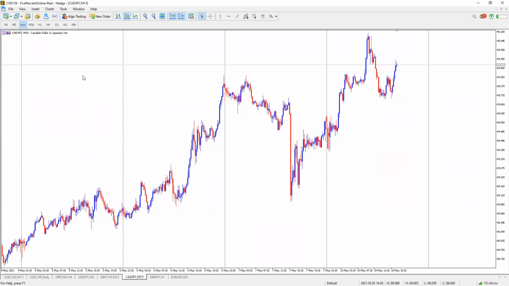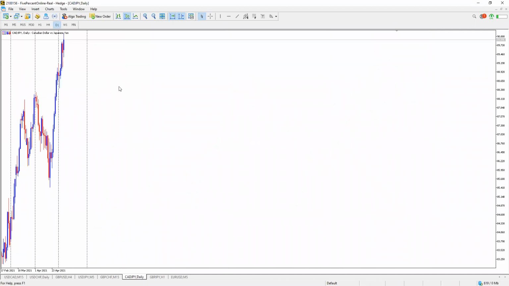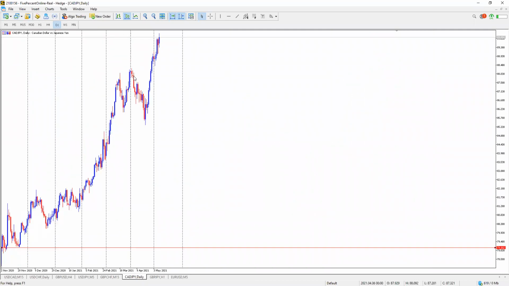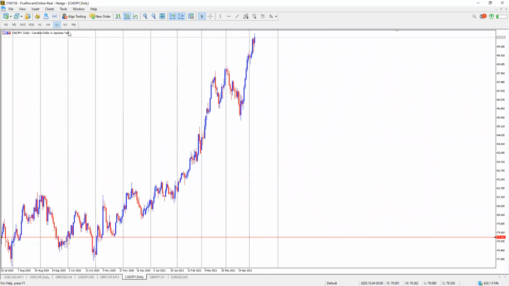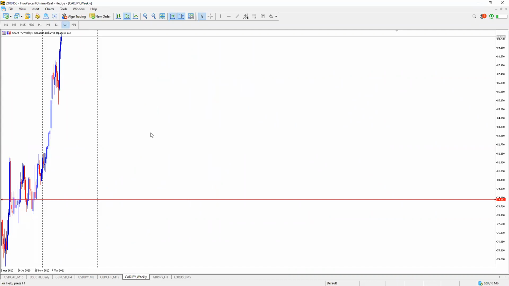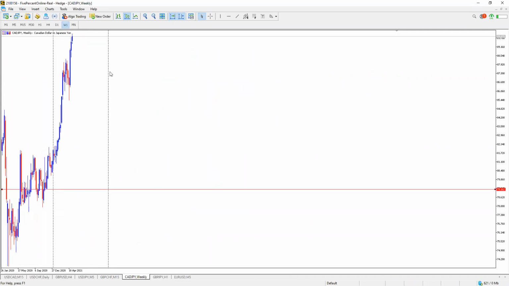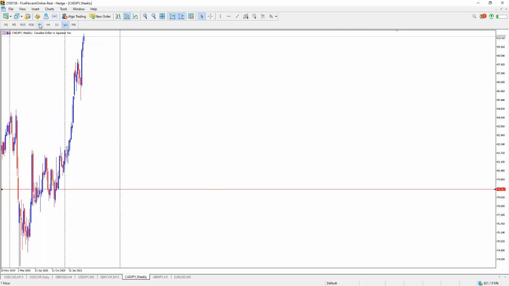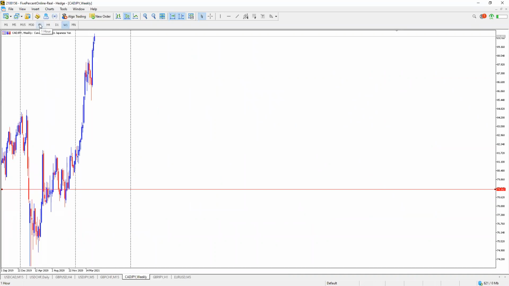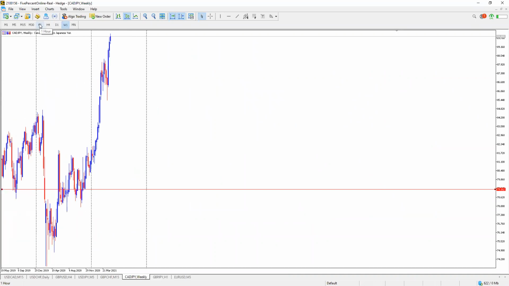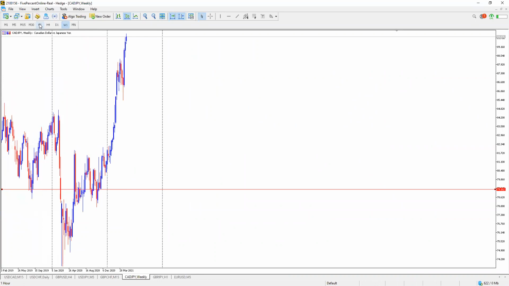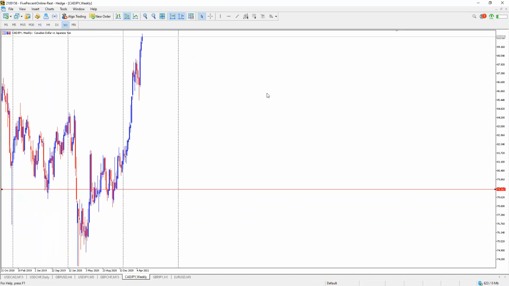All right, that's the Can Loonie against the yen. Okay, so daily, it's the same. I think we won't hold on this one for long, especially in the higher time frames. I think we might find the same situation.